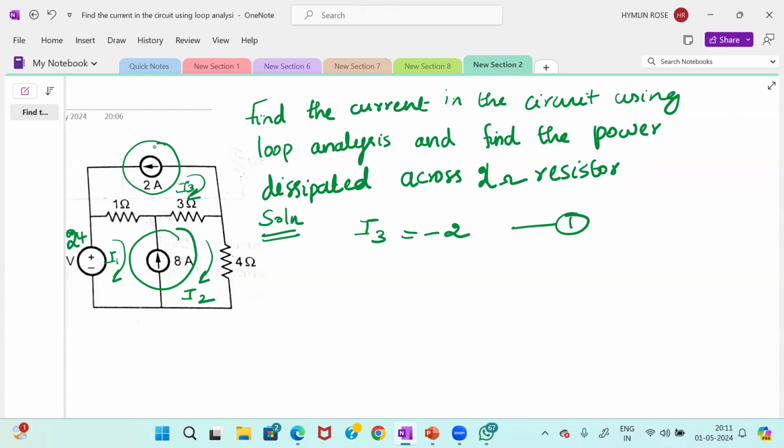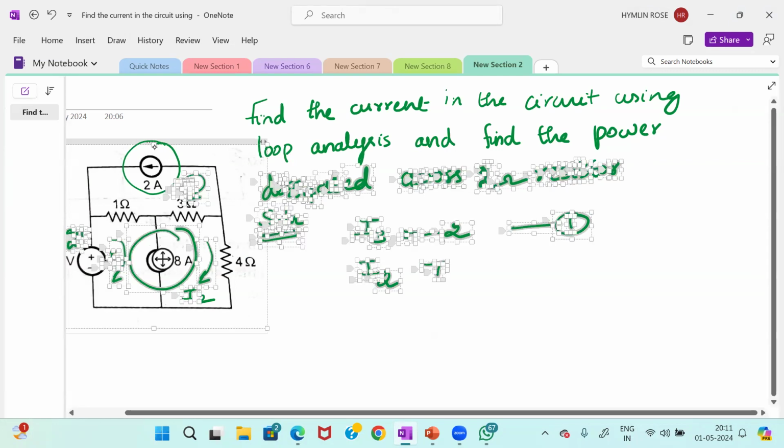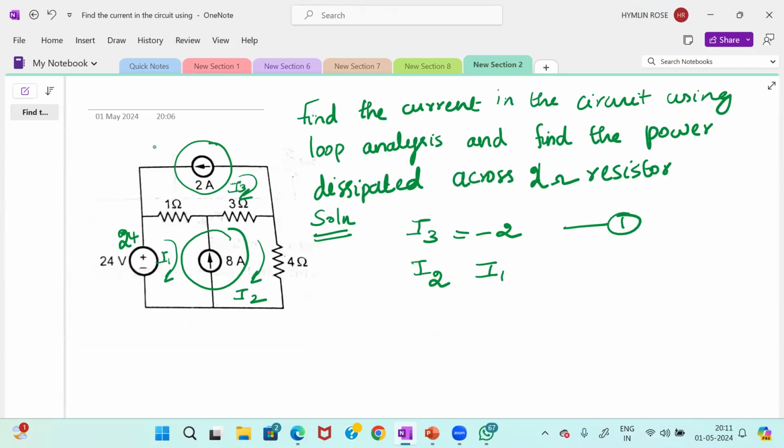Second, come to the 8 ampere source. The 8 ampere source is between loop 1 and loop 2. So what is the direction of that 8 ampere? It flows in the direction of I2, but in the opposite direction in I1. So what does that equation stand for? I2 minus I1 equal to 8. That is your second equation.